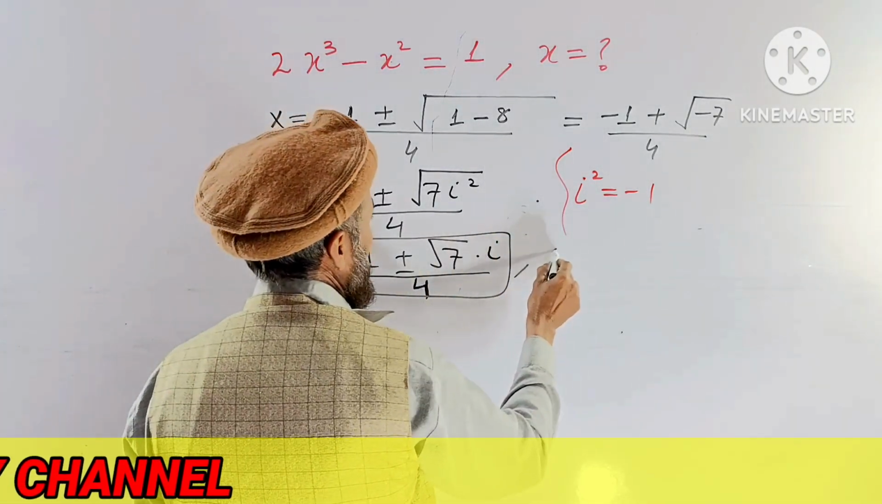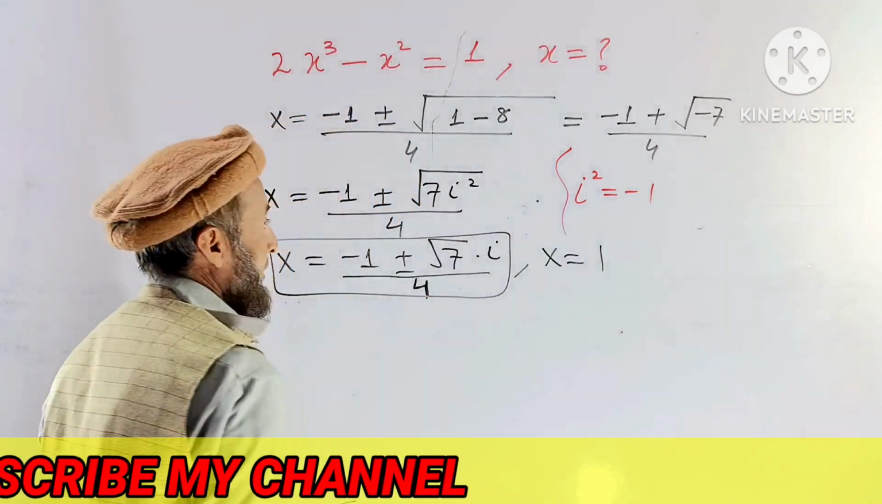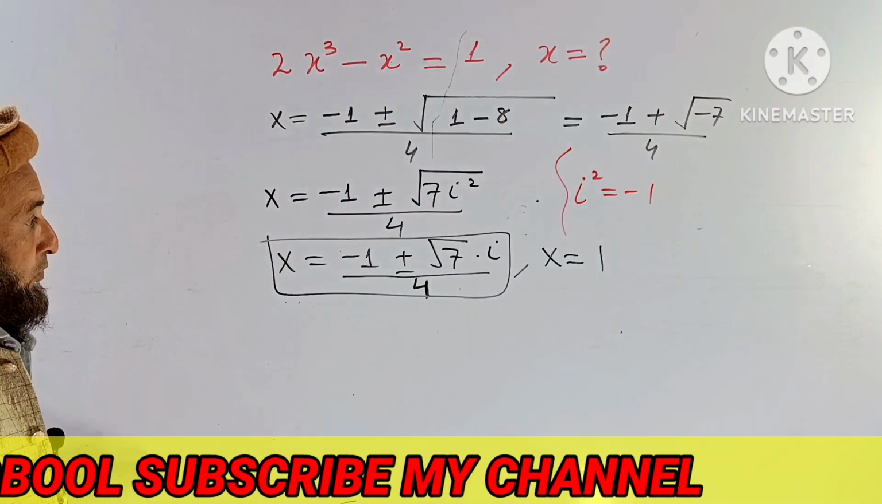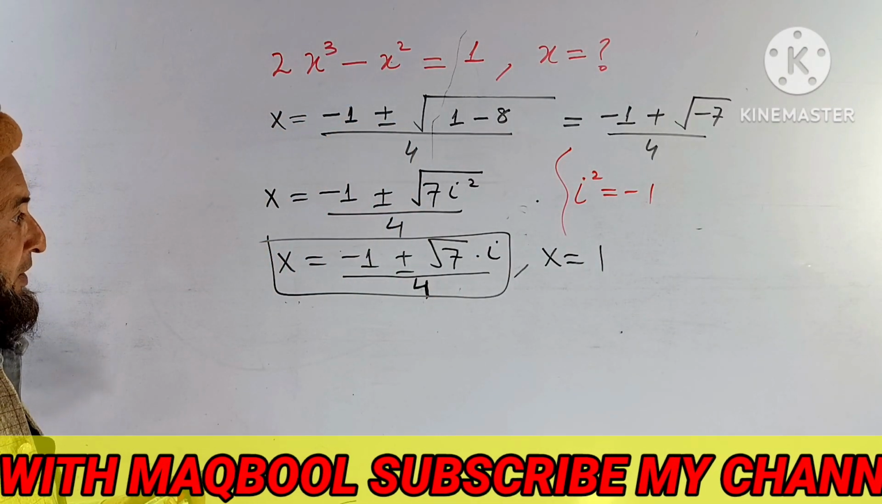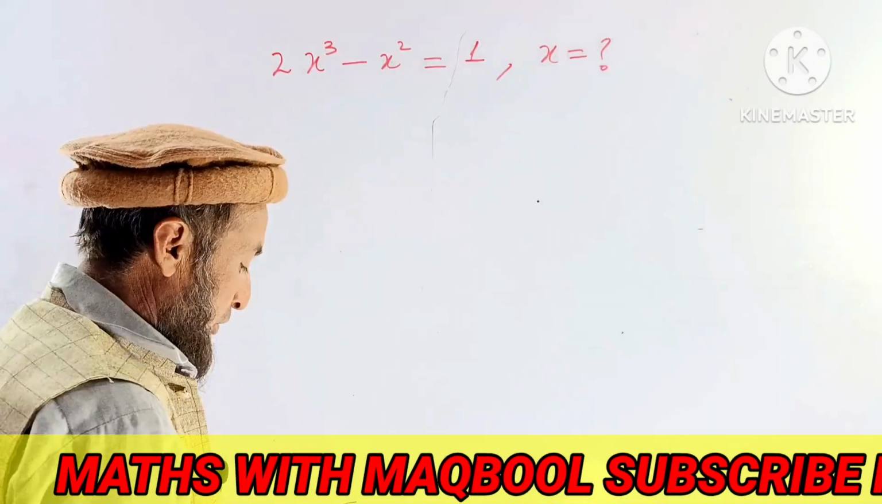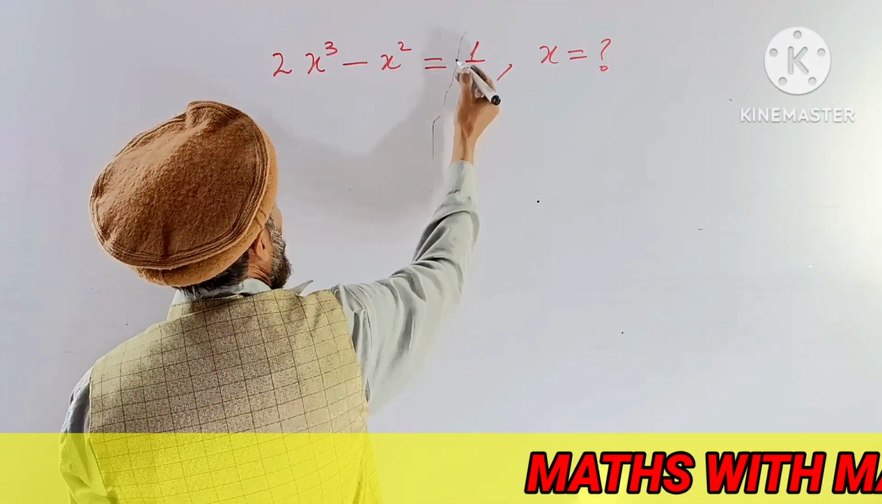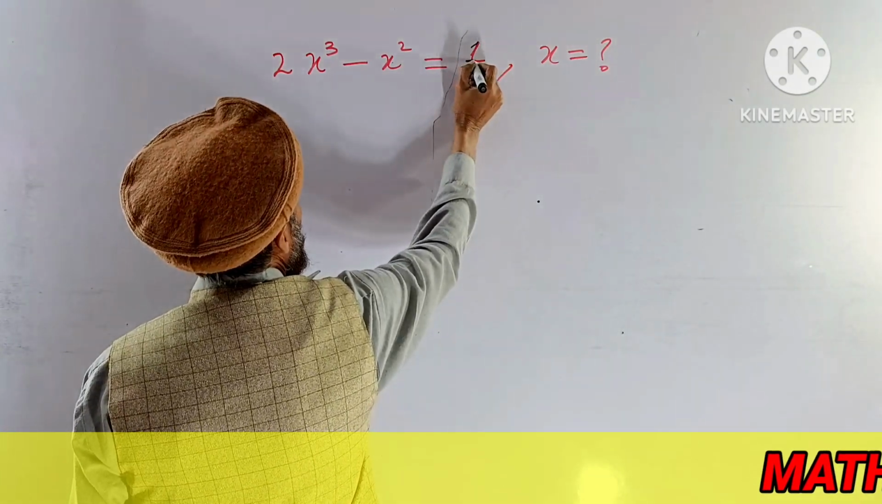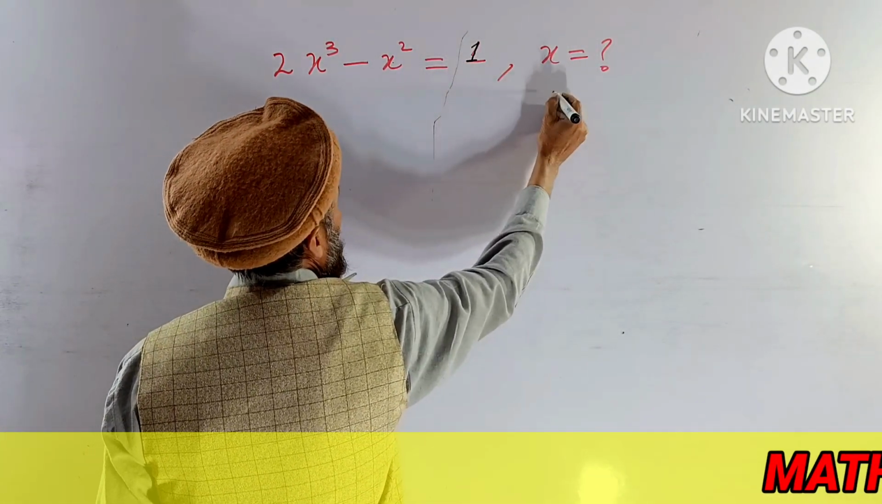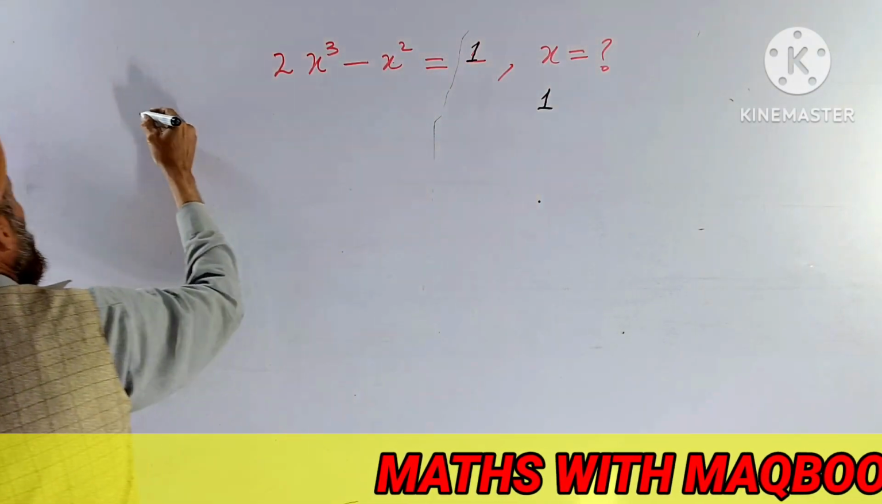X is equal to 1 and another solution is minus 1 plus 7 under root iota divided by 4. It's simple, but you will be thinking how we calculate this. Look here, 1 we can write 1. I am using the second method here.